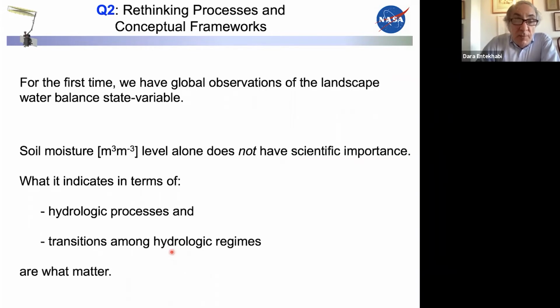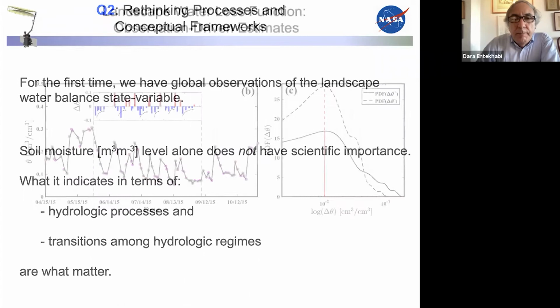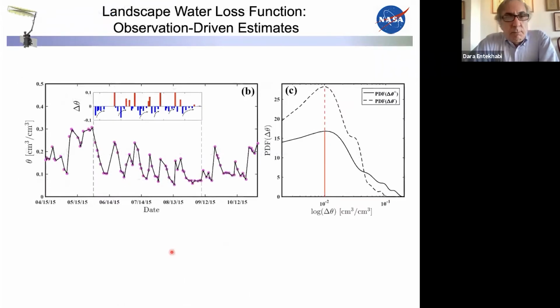These are very nonlinear processes because you're going across a threshold and you get a totally different behavior and regimes. So let's look at what measurements show us. This is from SMAP. This is a time series of soil moisture for an example location. And these are the measurements over time in volumetric soil moisture units.